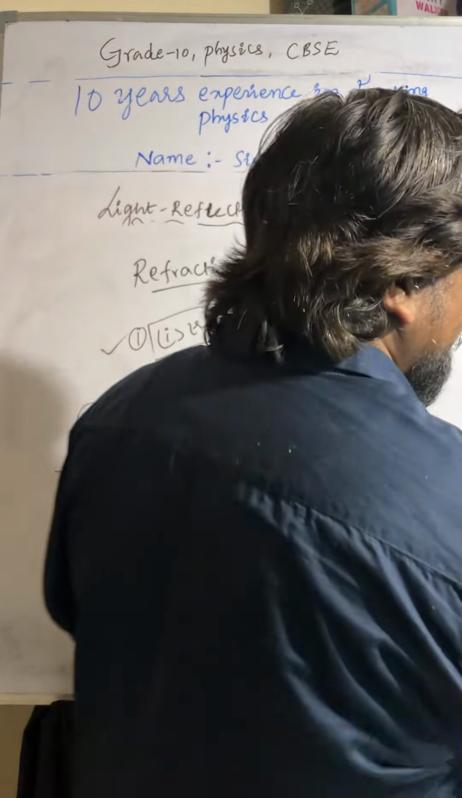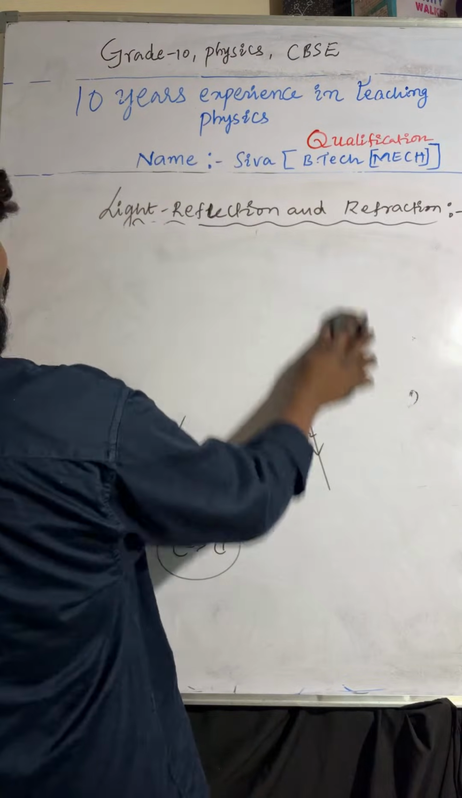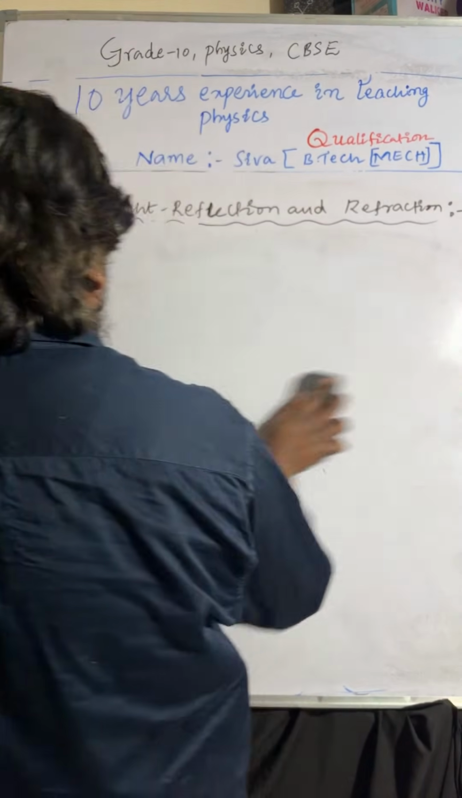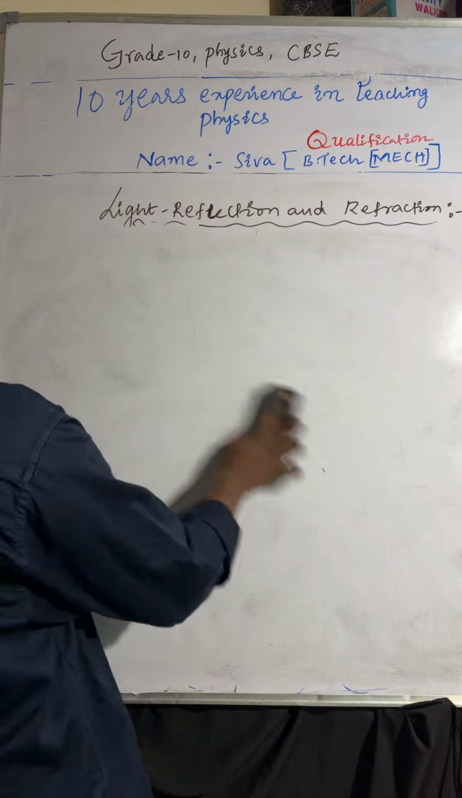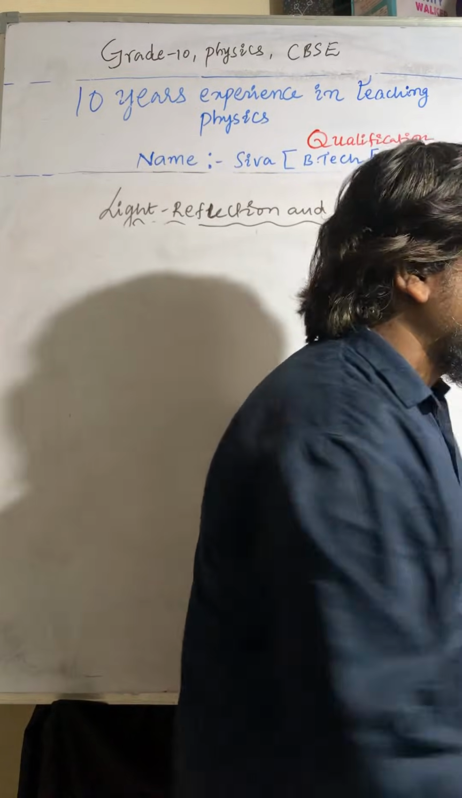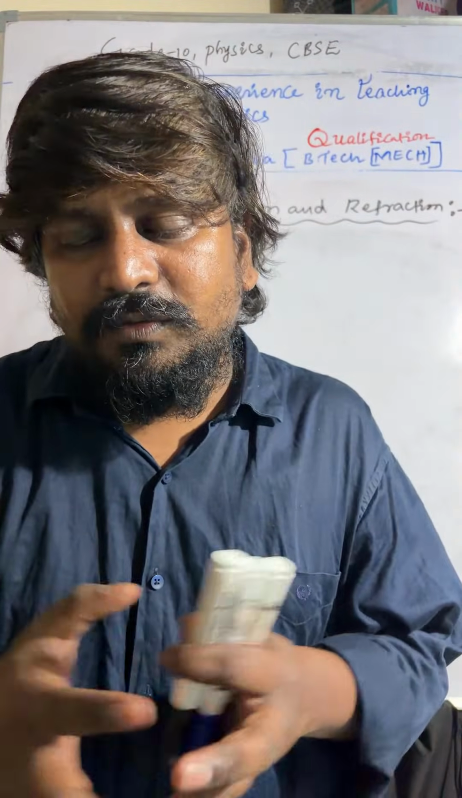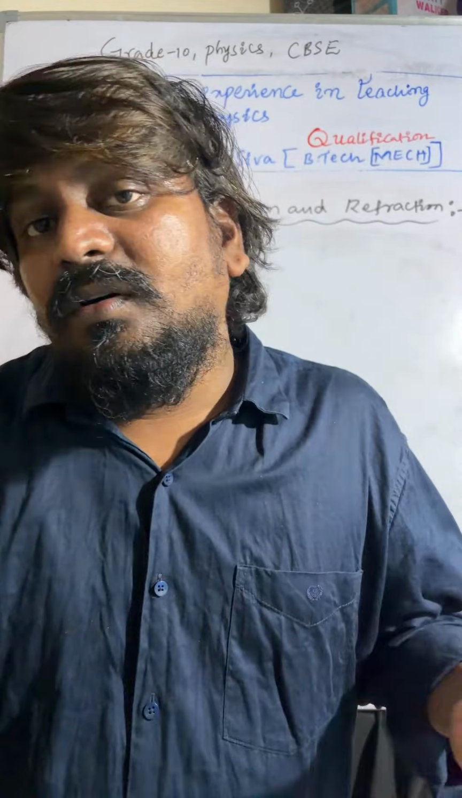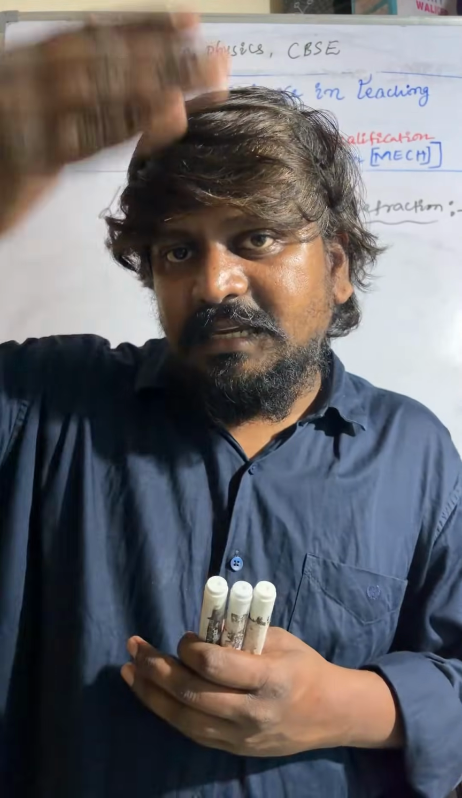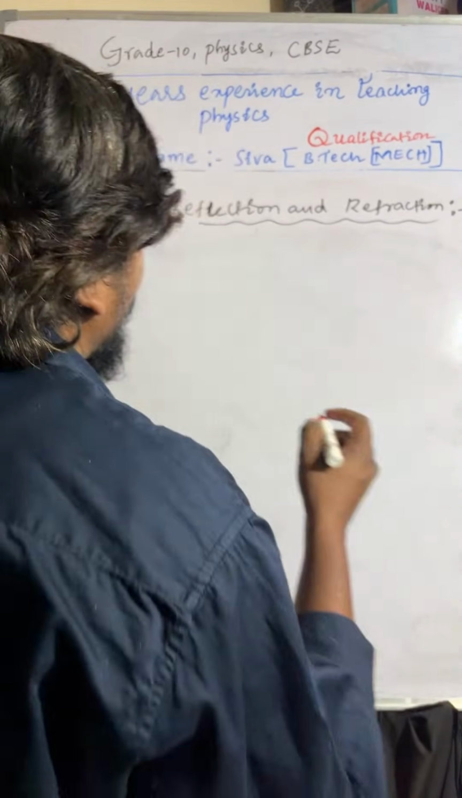Understood or not? I hope it is very clear. Next, when the light ray is passing along the normal line, no refraction takes place, no deviation takes place. And one more point: if the refractive indices of two mediums are the same, then no refraction of light takes place. It passes along the normal line, no refraction takes place. Understood or not? Now we can observe here.